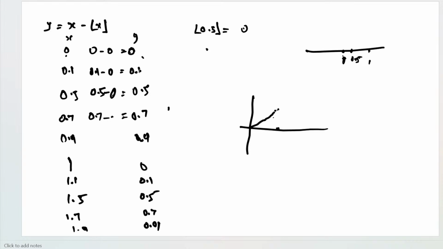See, this 0.1, 0.5, 0.7, 0.9, all are repeating, right? Yes, sir. So this graph will look something like this, right? Between 1 and 2.